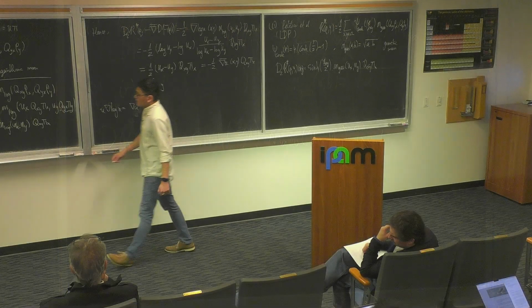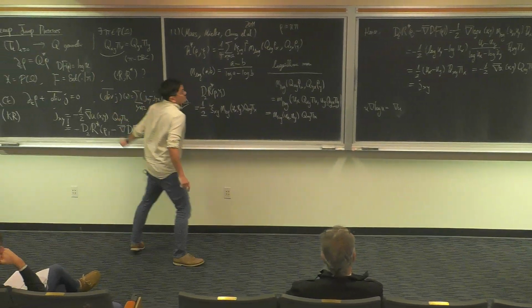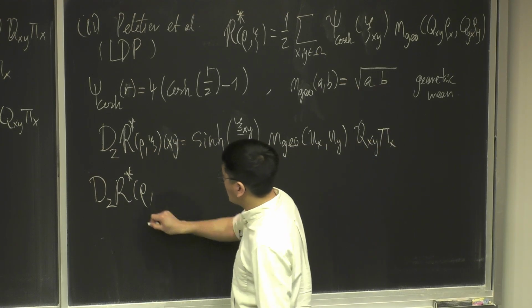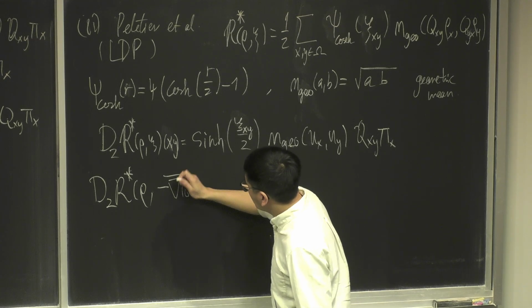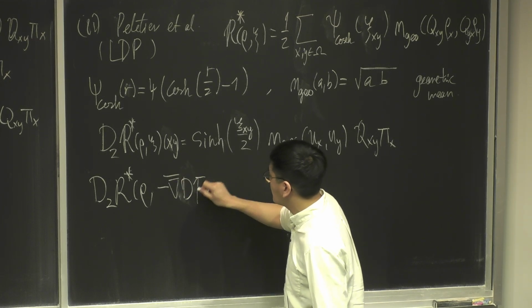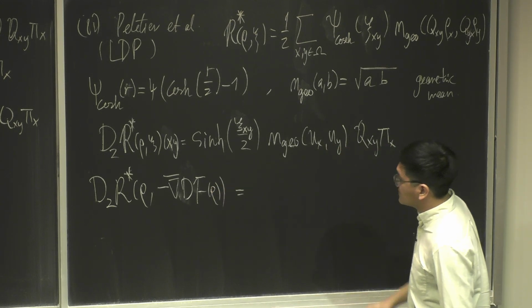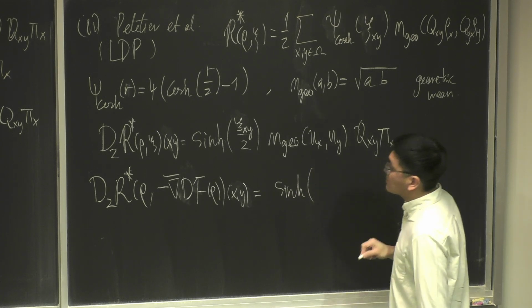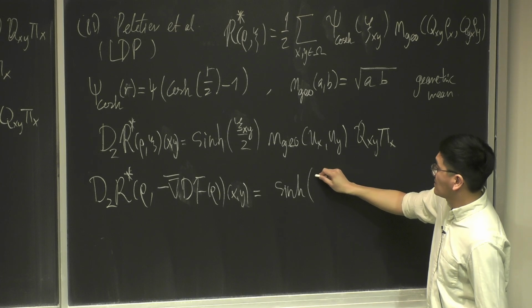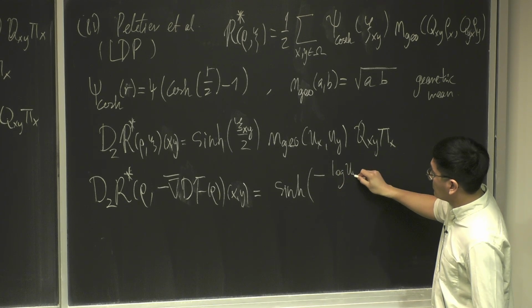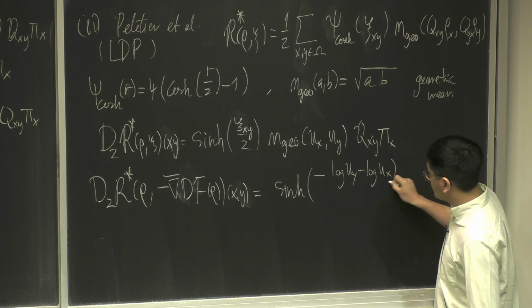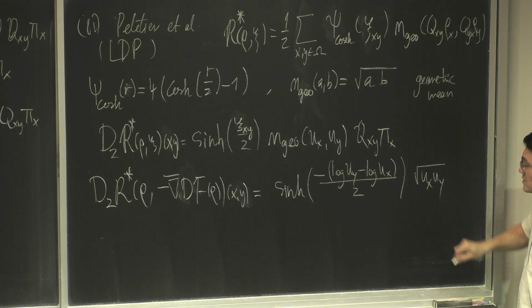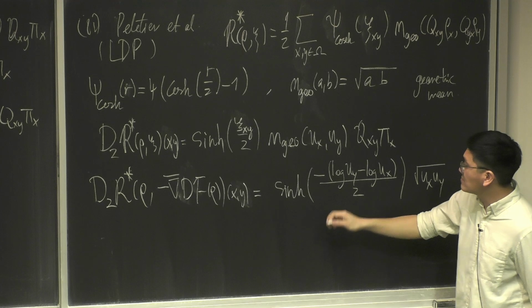Okay, so now let's insert our logarithm, so the derivative, into this quantity. So we have the derivative of R star of rho at minus nabla log, nabla of the derivative of F of rho, is equal to, so of course this again xy, this is equal to sinh hyperbolicus of minus log of u y minus log of u x over 2. That's what I just did. And then we have a square root of u x u y. I'm going to drop this last term just for simplicity. I mean, I don't want to write it, but it's there.